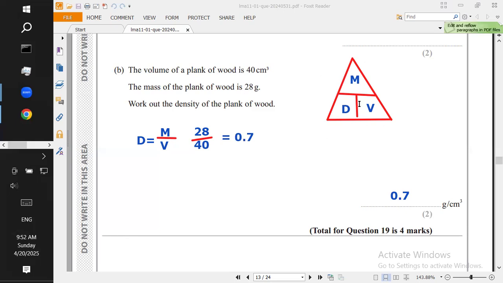Focus on the rule of the density, mass, and volume, and focus on the steps of answering this question.